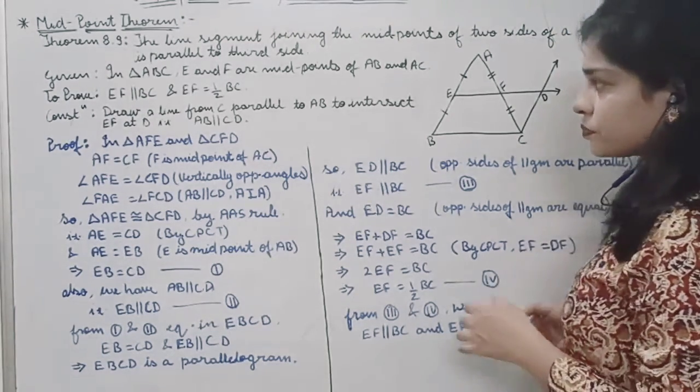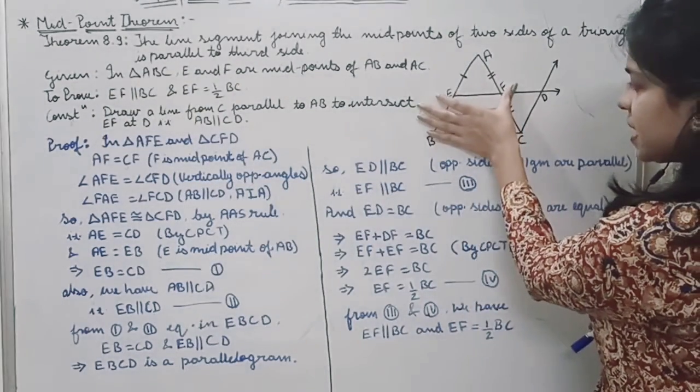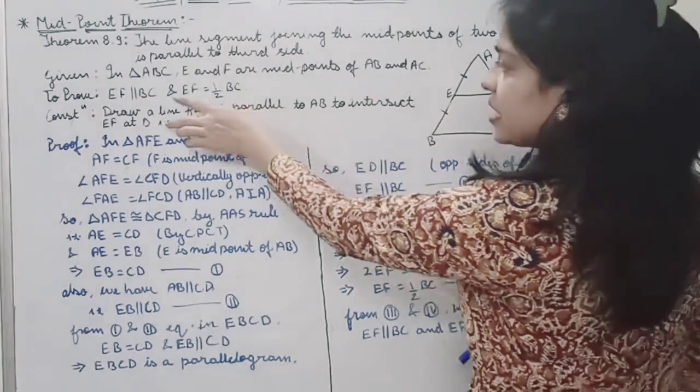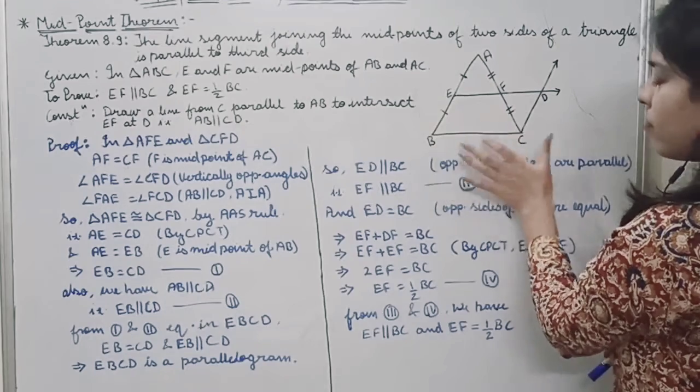Now what we have to prove? We have to prove that the line joining the midpoints, that is EF, is parallel to the third side BC, EF parallel to BC, and EF is half of BC. EF is equal to half BC.